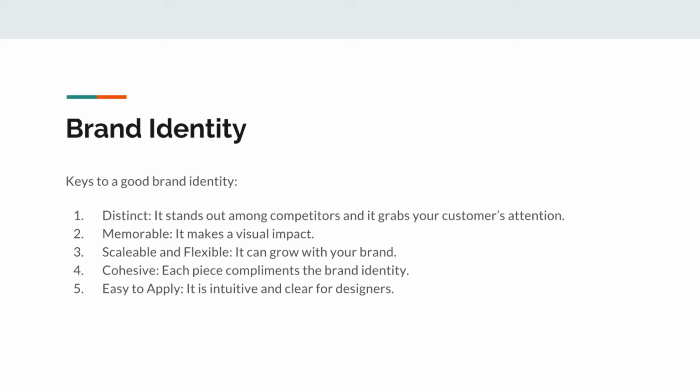And number 5, it has to be easy to apply. So is it intuitive and clear for designers? If the people who are working on your product, people who are building your website, people who are developing the marketing materials, is it easy for them to implement your brand identity in all of these things? Is your product going to be able to represent your brand identity clearly?